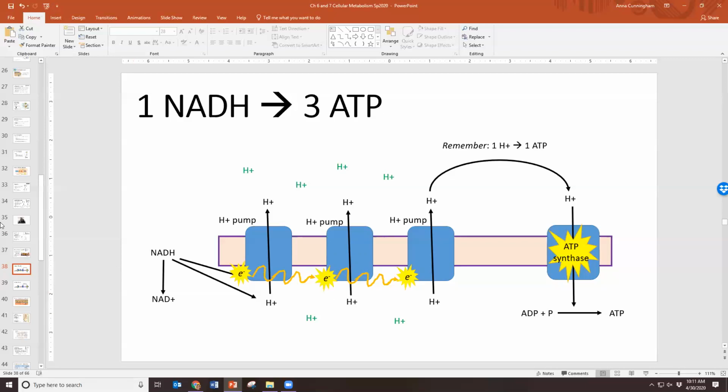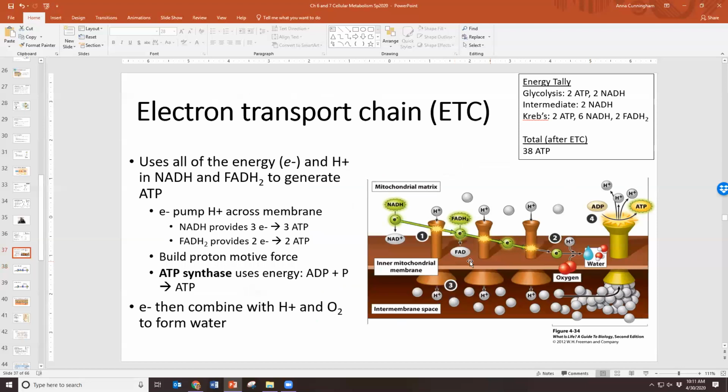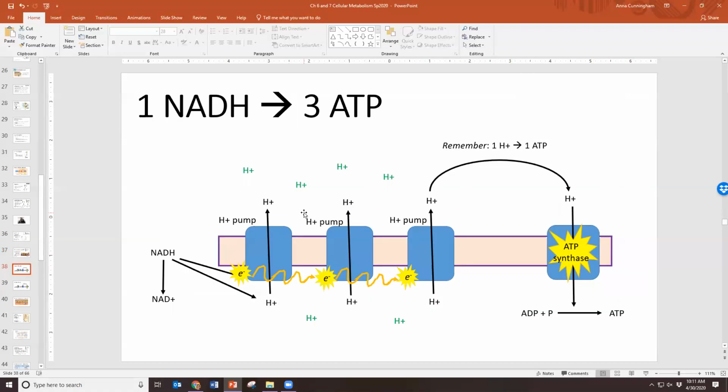So the electron transport chain, you can kind of see it in this picture. This is just looking at a membrane. The electron transport chain is made of 3 hydrogen pumps that are fueled by electrons. And at the end of that, you have ATP synthase. NADH, when it comes to the electron transport chain, is able to use an electron to pump 3 hydrogens across that membrane.